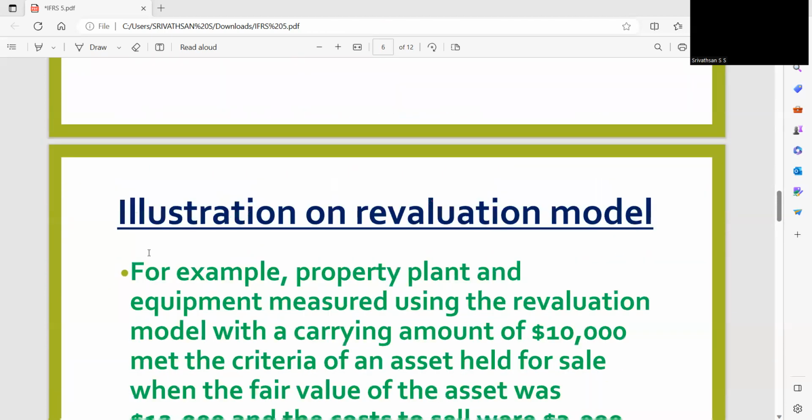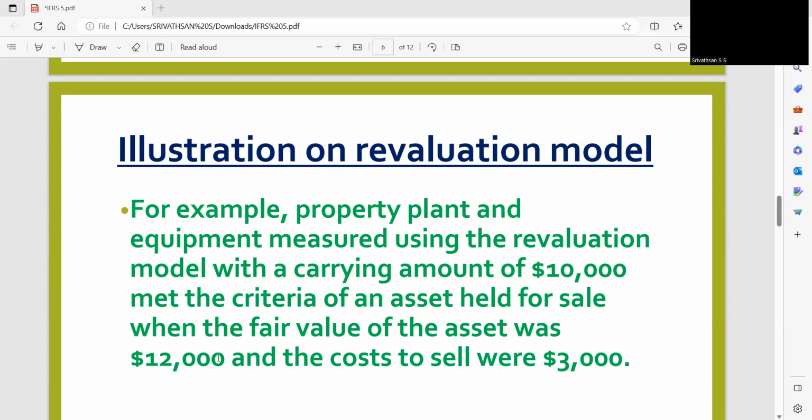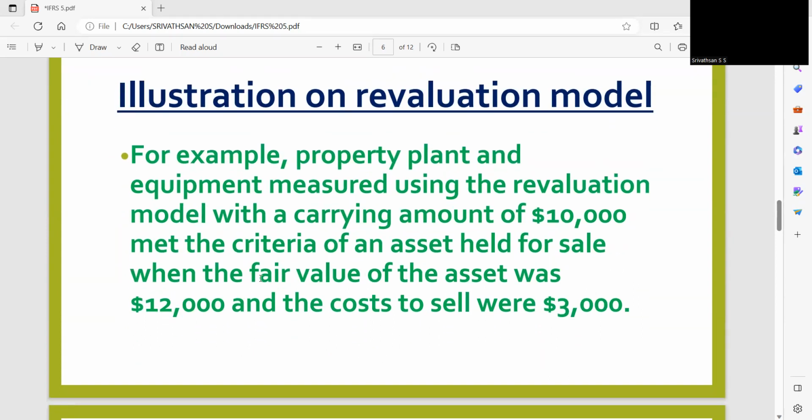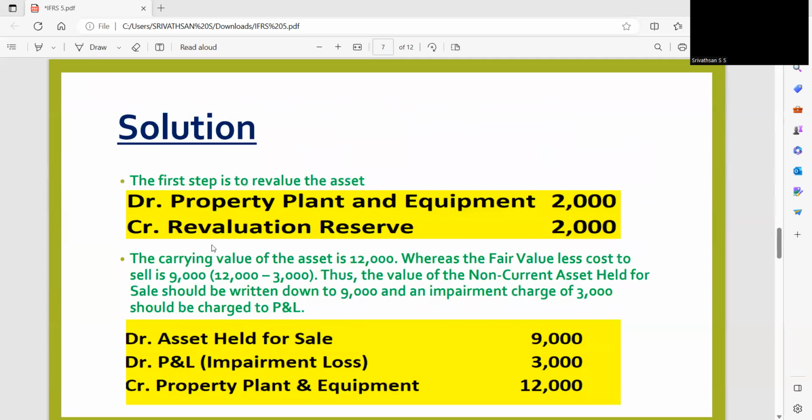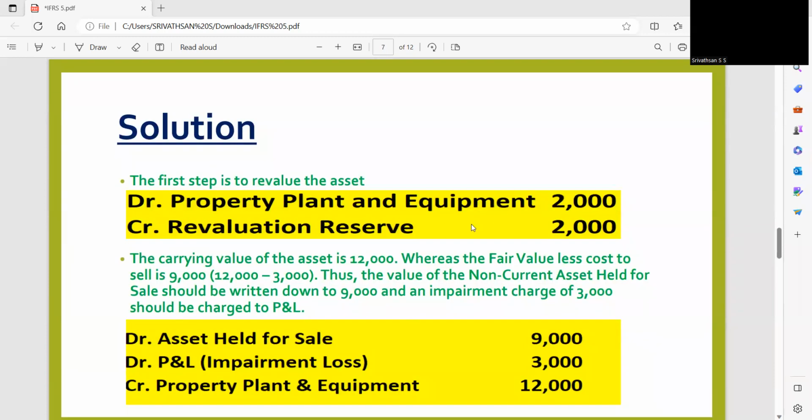So for example, property, plant and equipment measured using the revaluation model with a carrying amount of $10,000. So the carrying value of the PPE is $10,000, and that PPE met the criteria of an asset held for sale, and the fair value of the asset was $12,000 and the cost to sell was $3,000. So the first step here is to revalue the asset first. Here the journal entry will be debit property, plant and equipment and credit revaluation reserve, 2,000 debit and 2,000 credit.